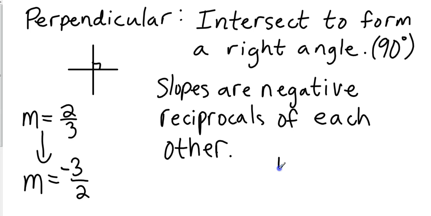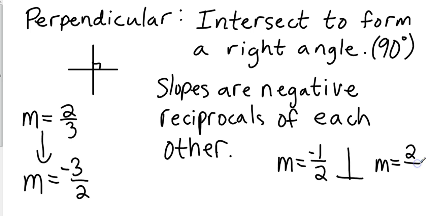Now, what if my slope is already negative? Then the line perpendicular to it, and that's what they will represent it with in the book, perpendicular sign, an upside down T. The line perpendicular to that would have a slope, I'm going to flip it. And the opposite of negative is positive. So it would just have a slope of 2. You can leave it 2 over 1, or you can just write it 2. Again, flip it and change the sign.